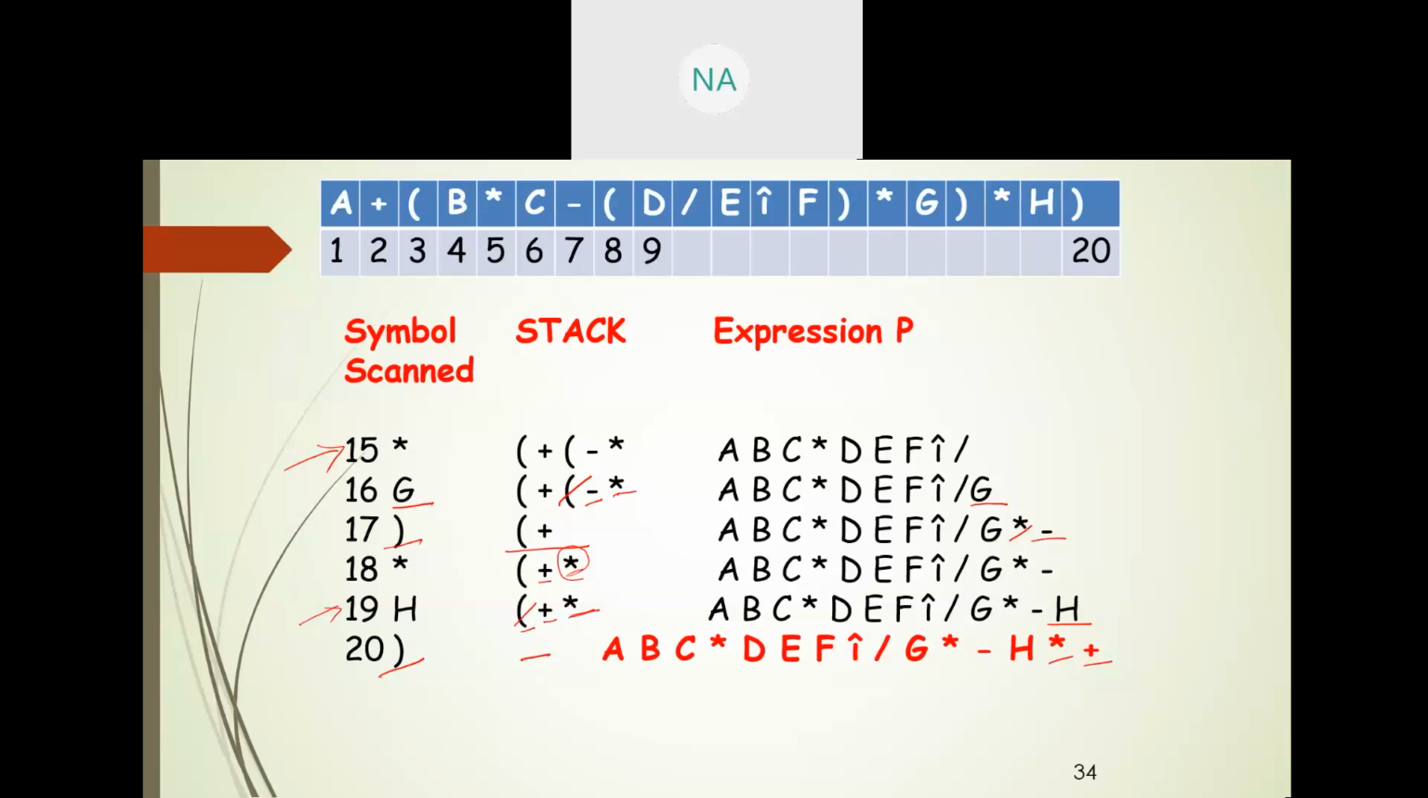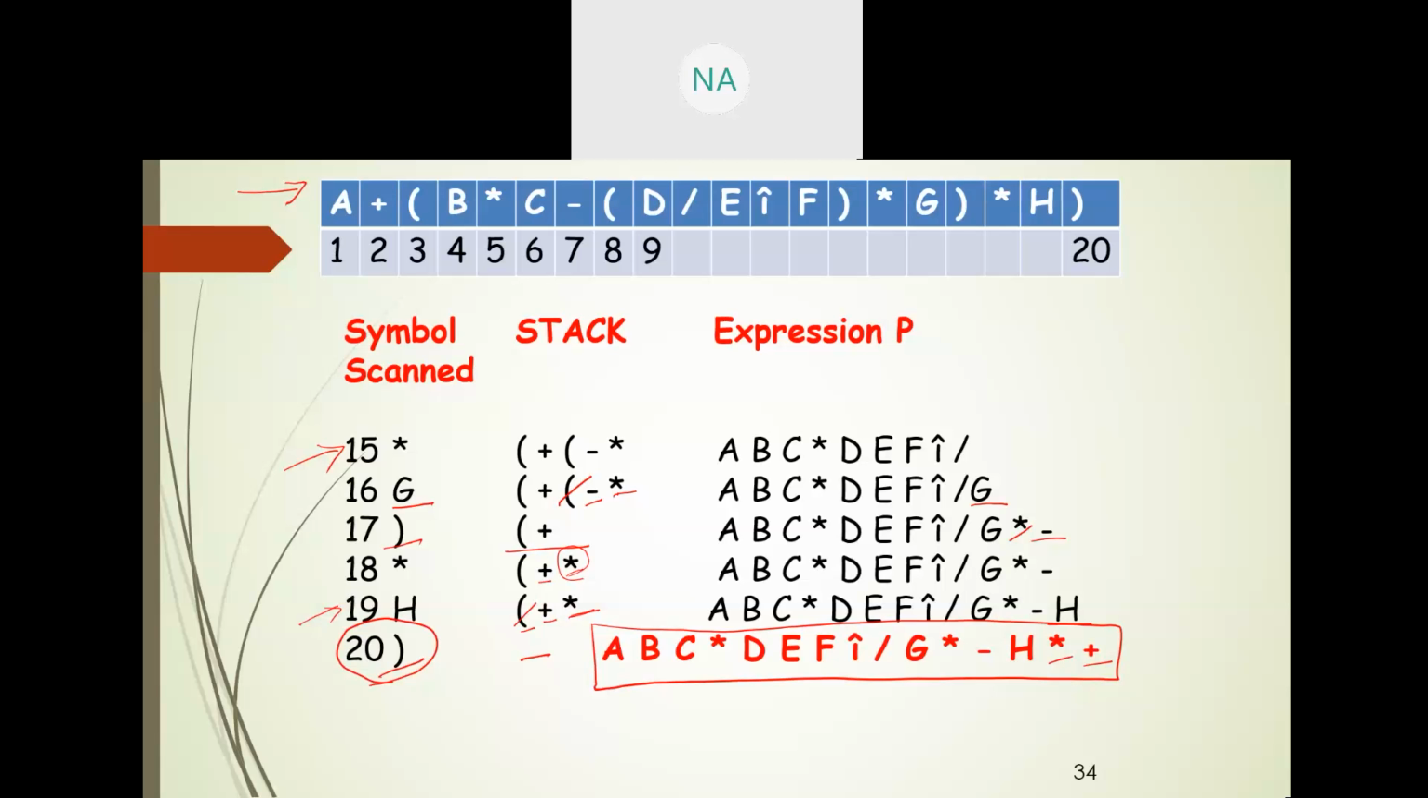and you have already scanned the entire infix expression. So this is the final expression, equivalent to the expression Q, which is in the infix notation. In this way you can convert an infix notation expression into an equivalent expression in the postfix notation, right?